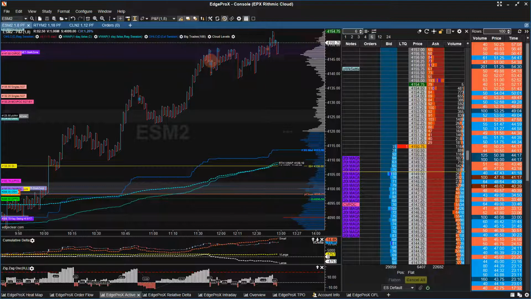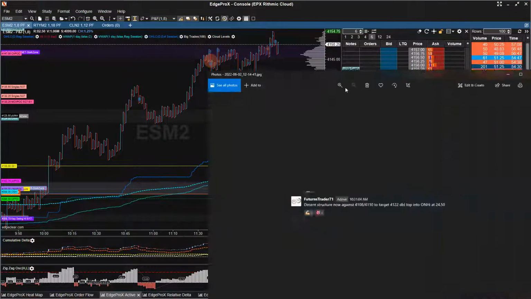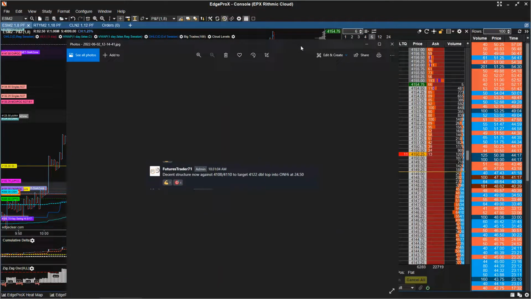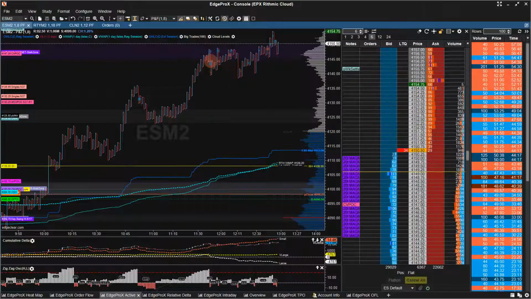Sounds good. Someone was asking on that post that you made about the 4108 targeting 4122, wrong below 6.5. They're wondering, what were you leaning on for your risk, and in other words, where would the trade be wrong?